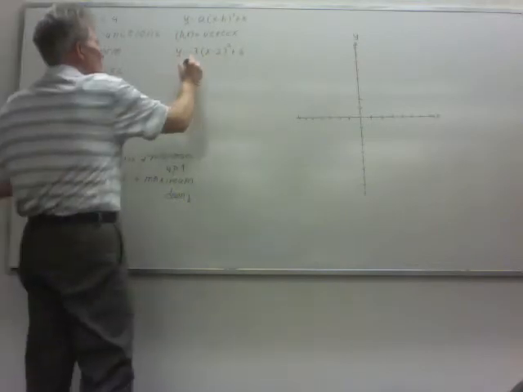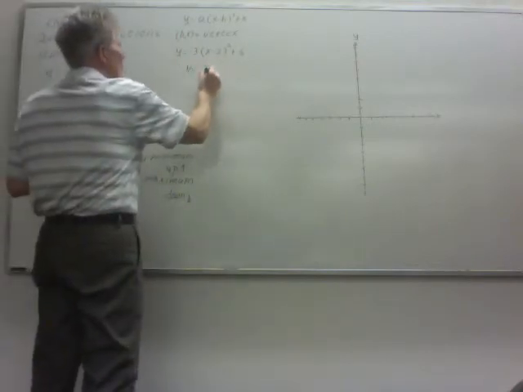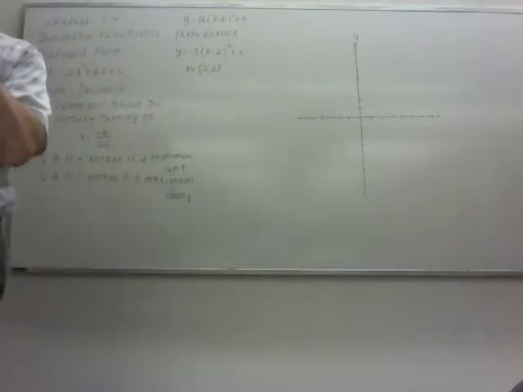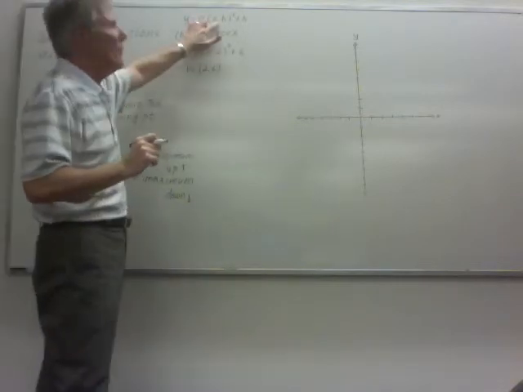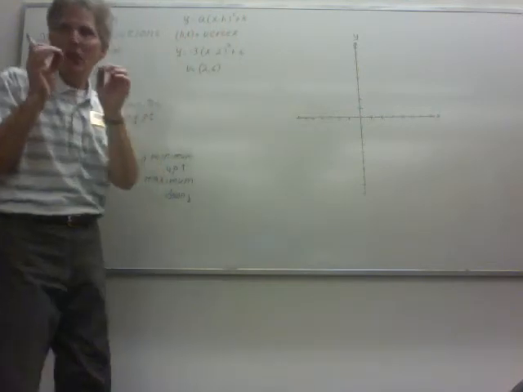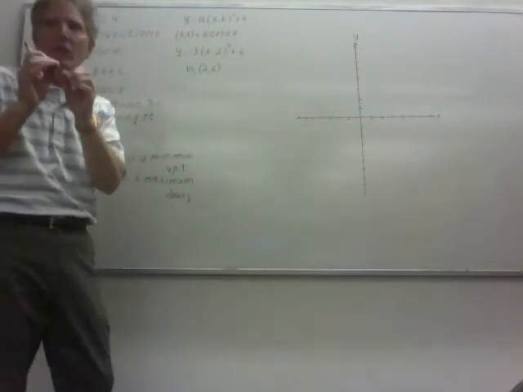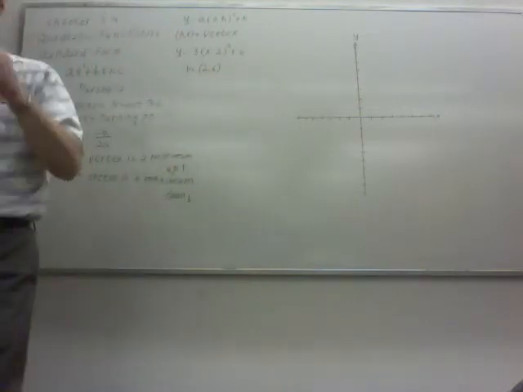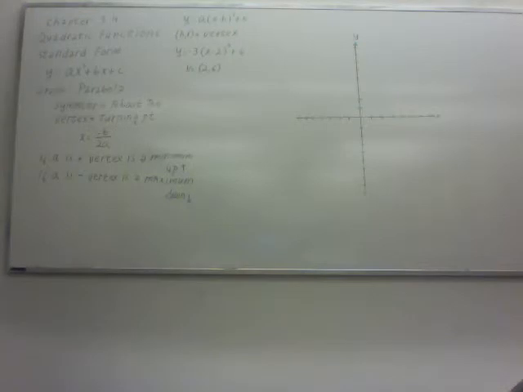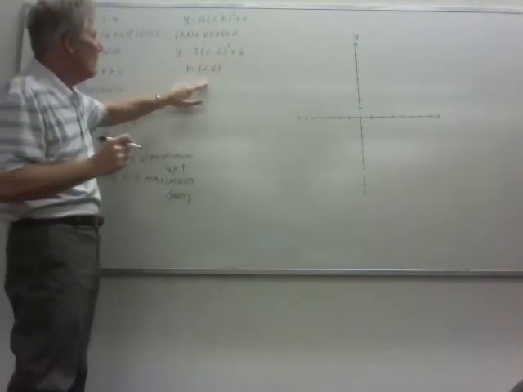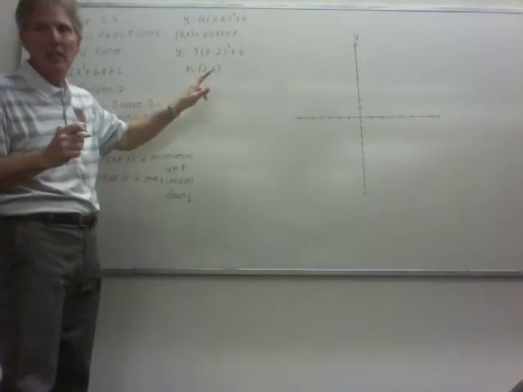The vertex for this particular problem is (2, 6). And I know what you're saying. Isn't it (-2, 6)? No, it's (2, 6). This negative comes with the formula. If h would have been -2, if the x coordinate would have been -2, and I would have plugged it into that formula, it would have become a +2 because the negative times the negative would be positive. So no, it's going to be the opposite of whatever's in here. My vertex is (2, 6).